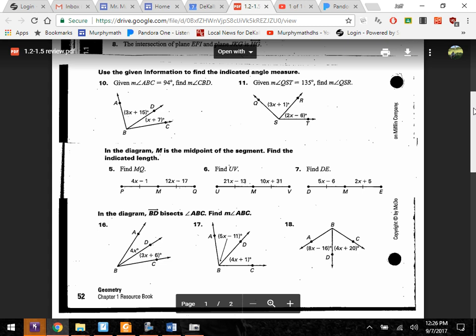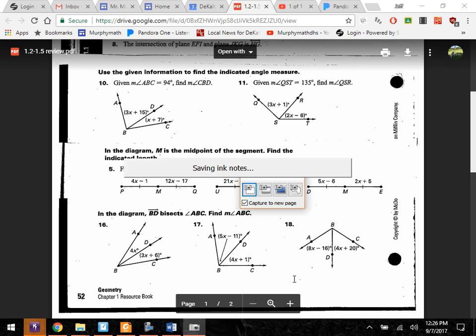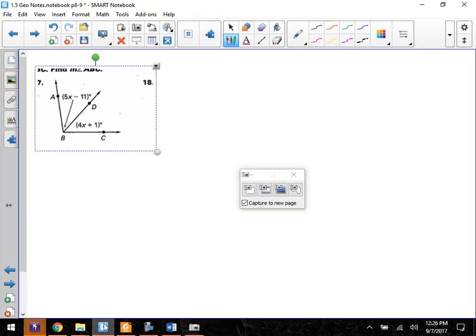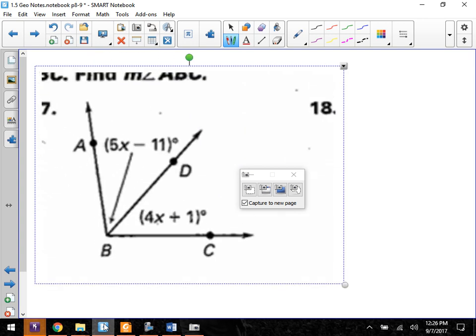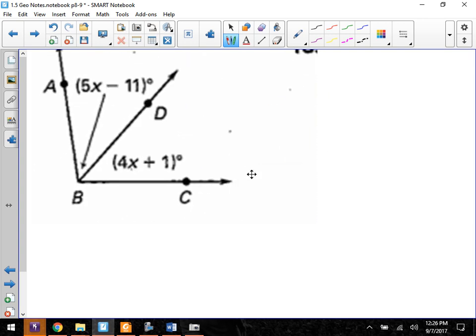Can you read? I know it's not a reading class, it's not English or humanities. But unfortunately, math has vocabulary, a lot in geometry. So for number 17 down here, since it's a bisector, I would in fact have to set them equal to each other and solve it out. So 5x minus 11 is 4x plus 1. Super fast at that point. Okay? Super fast.